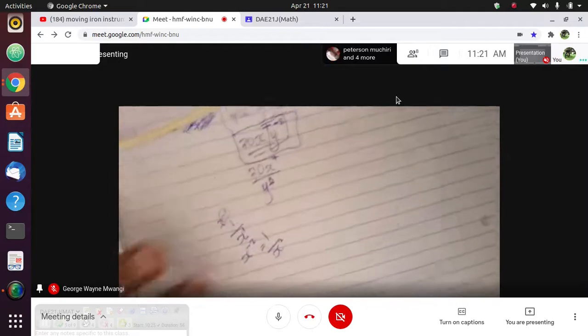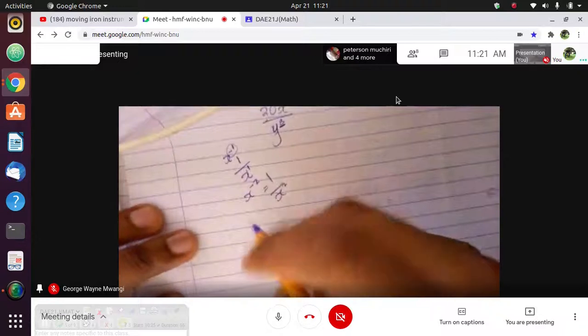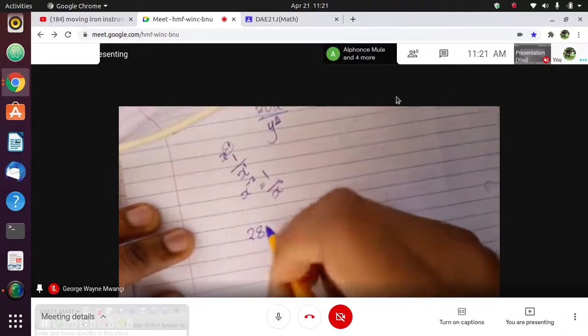Now, wacha tukuja kwa division. What we are doing is we are simplifying algebraic expressions.